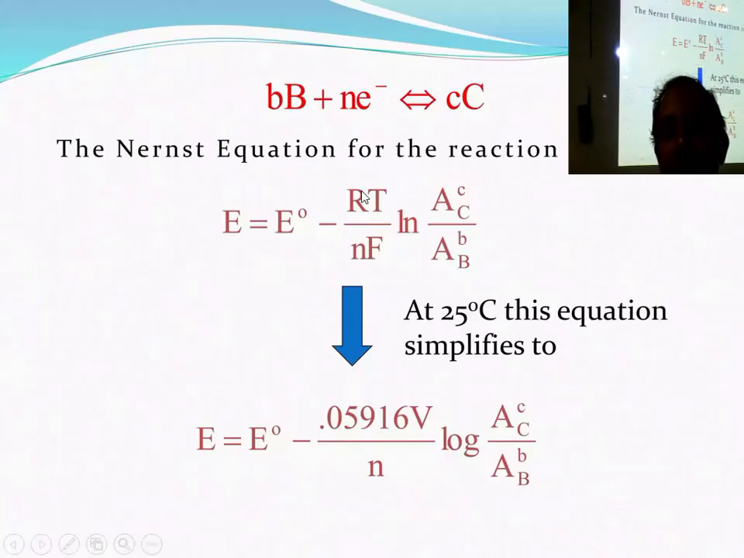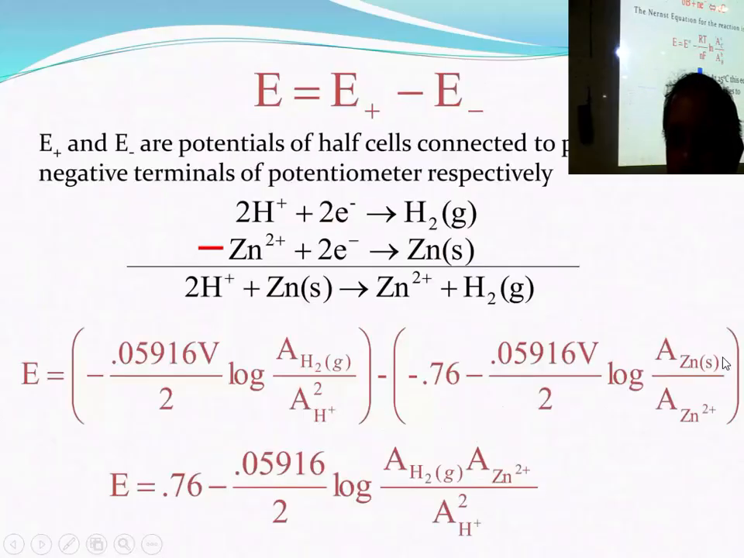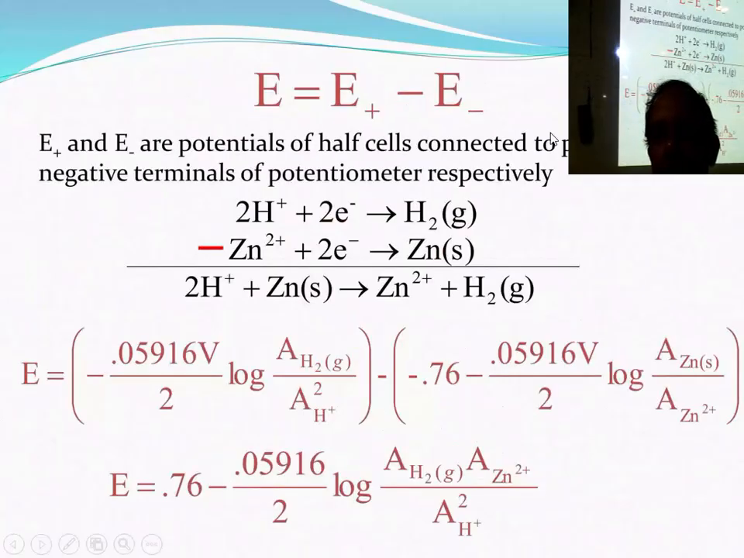So now these values if you put here, then you get 0.05916 by n V and log of the concentration ratio. Based on this equation, we are getting this Nernst equation. Now this EMF is calculated like this, E plus minus E minus. So just follow this. If you have any doubt, then tell me.